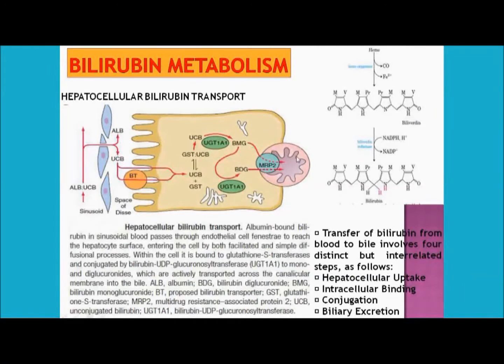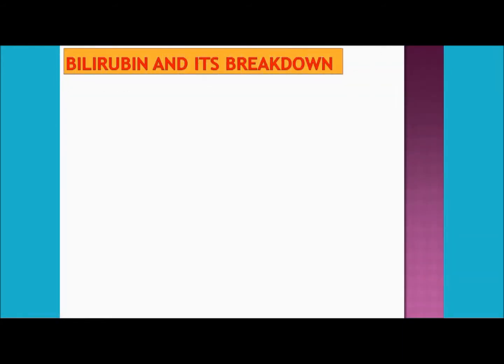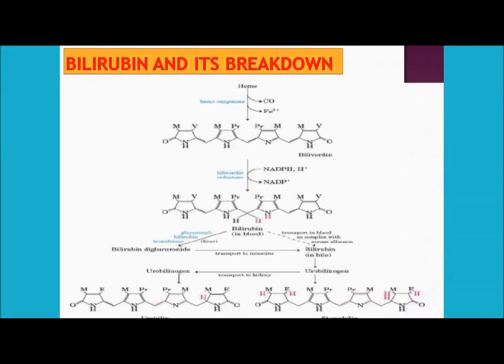Now you see the transfer of bilirubin from the blood to the bile involves 4 distinct interrelated steps. What are they? First step is hepatocellular uptake, right? The next is intracellular binding. The next is conjugation, and finally biliary excretion. So these are the 4 steps for the metabolism of bilirubin. So let's start with bilirubin and its breakdown. We have come to know that from the heme you are going to get this bilirubin.